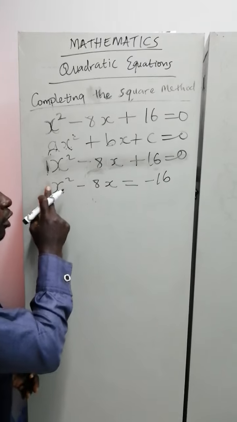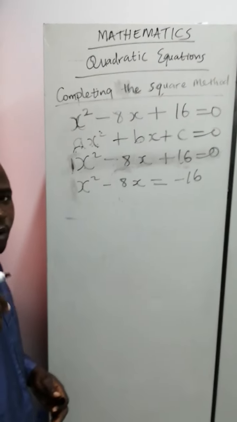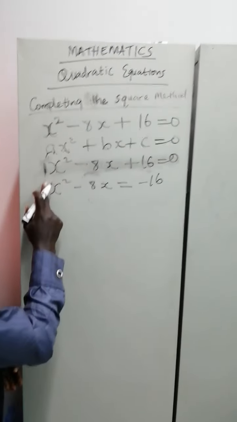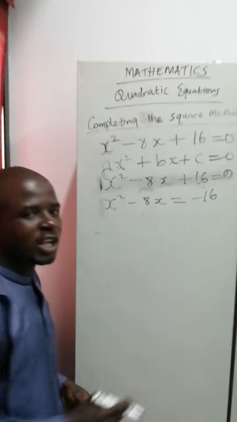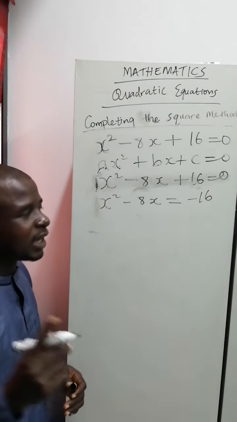If you have 3 here or 4, you have to use whatever you have here to divide everything in the equation. That is step number 2. But for the fact that we are having 1 here now, the step has already been taken by itself automatically. Then we proceed to the next step, step number 3.